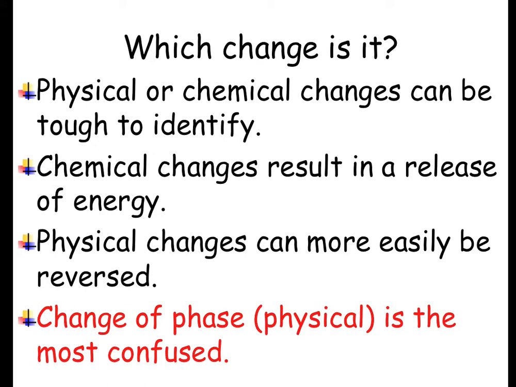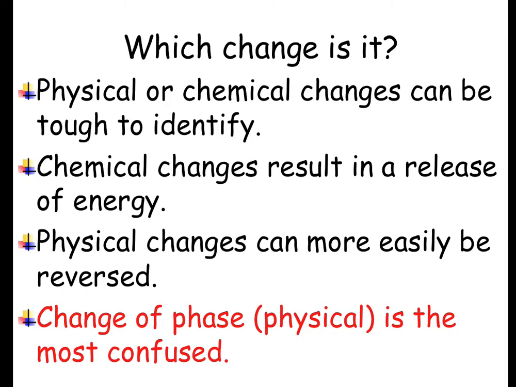So physical or chemical changes can be tough to identify, or we have ambiguous results, so we have to know about them. Chemical changes often result in a release of energy. Sometimes they take in energy, and sometimes they get rid of energy, or we see light. Physical changes can often be easily reversed. So we can melt, we can freeze, and then we can boil, and then we can condense. So we can change those states.